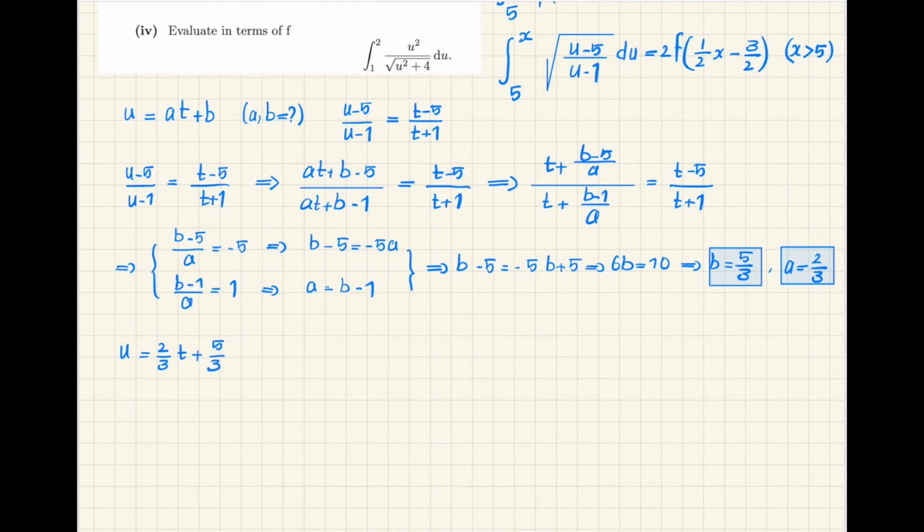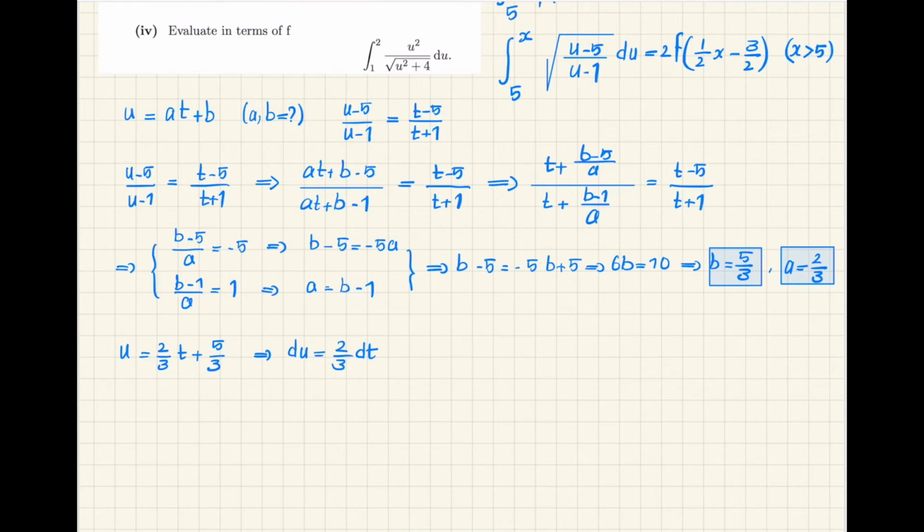Okay, so my goal is to write this integral in terms of t. I know that if I plug this thing here, you will see that. Let me check it again. So here I need to calculate du first. So du is 2/3 dt. Yes?